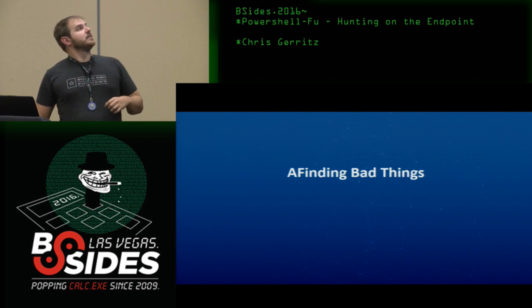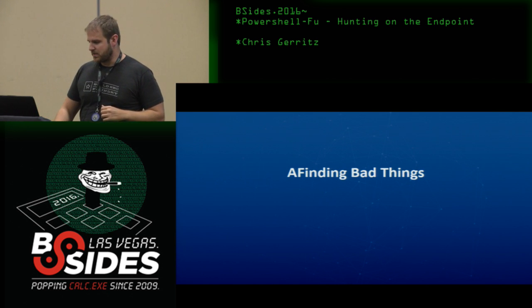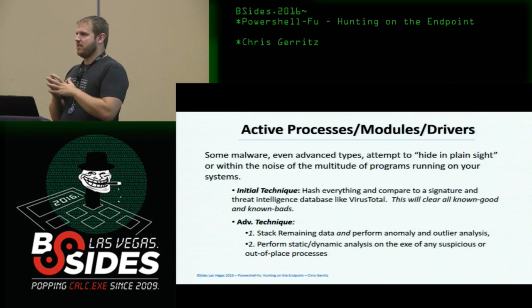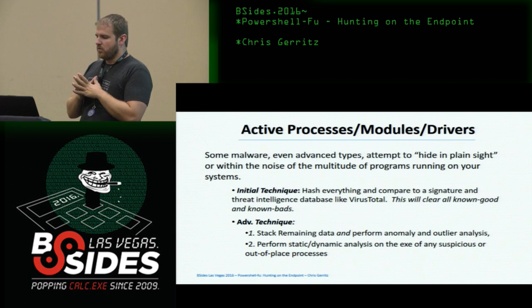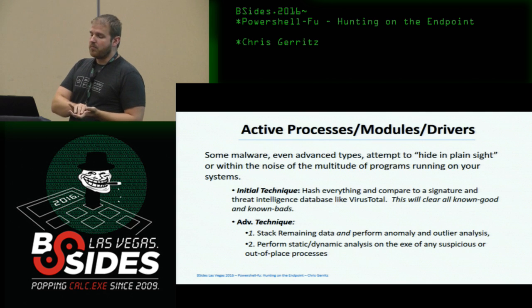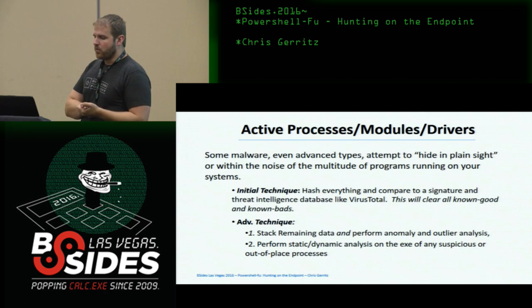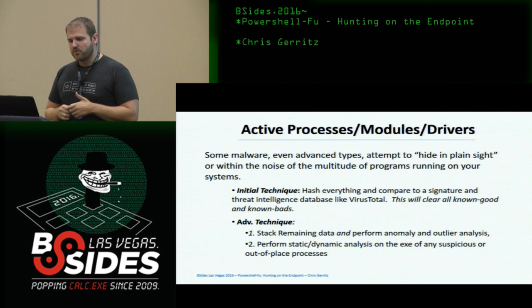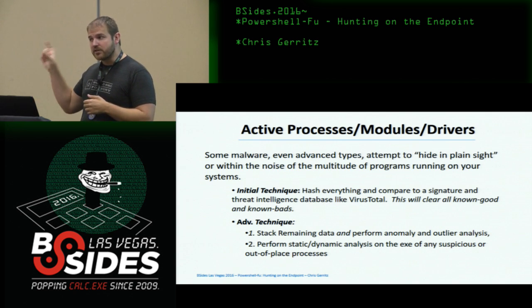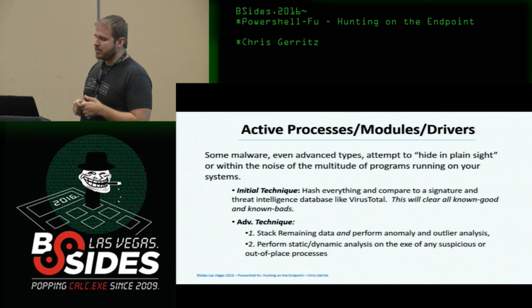So how do we find bad things? Misspellings and lack of spaces. All right, active processes, modules, drivers. All these things are going to be normalized in the same data set, so we can stack them and look at them. A lot of malware today, if it's advanced, is not going to try to hide from you. There are things that'll hide, rootkits that'll hide, user mode rootkits that'll hide, but a lot of malware today hides in plain sight, so you can still enumerate it using these API calls. The initial technique, of course, is to hash everything, compare it, look for digital signatures, make sure it's the correct digital signature and a good CA, a certificate authority, and then compare that against VirusTotal. And that'll clear all our known goods and known bads.